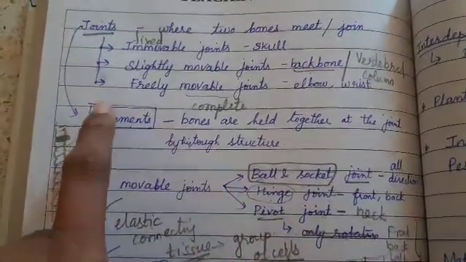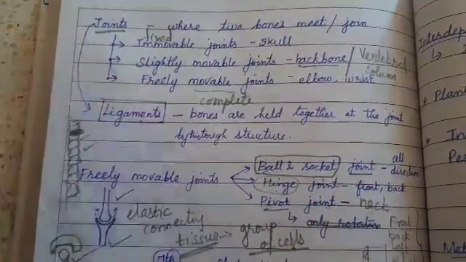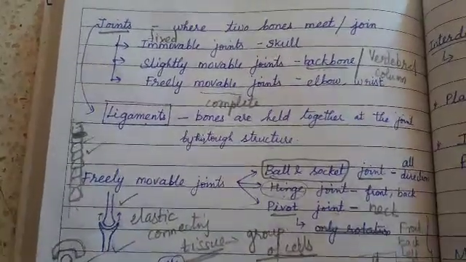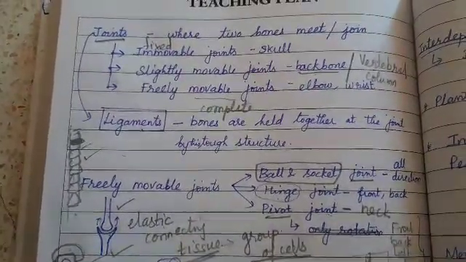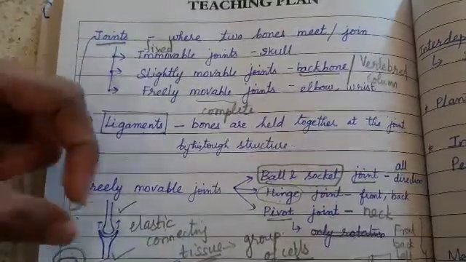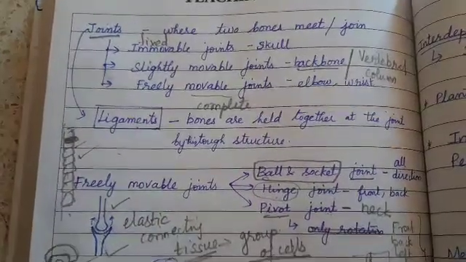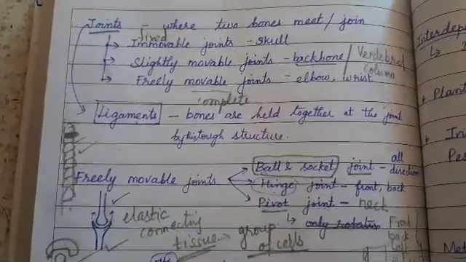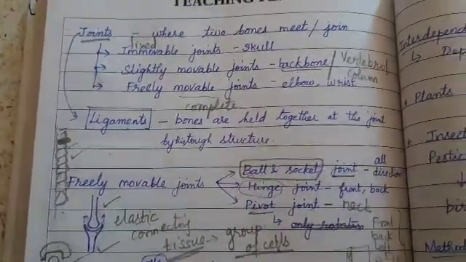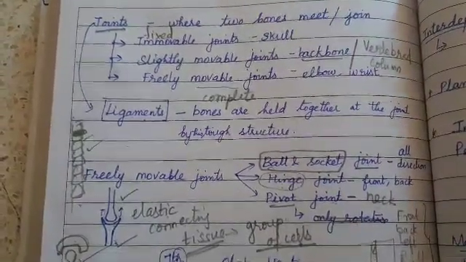Okay. Then we saw the meaning of ligaments. Ligaments means an elastic, hard structure which is used to hold the bones together. Okay. In the last class I showed you some images also. Today we can move to the next topic.